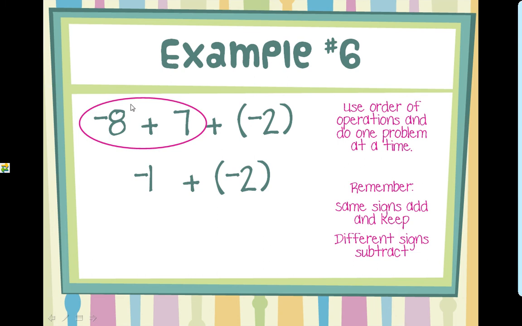So that would be this negative 8 here, because the absolute value of negative 8 is 8. The absolute value of 7 is 7. So this one is bigger, so we're going to take the negative sign down. So the answer to that problem is a negative 1. And as you see here, I've just brought down the plus negative 2. So now we are left with one last problem to do. A negative 1 plus a negative 2, that is the same sign. So we're going to add and keep the negative sign. So 1 plus 2 is 3, and that would be a negative 3. And that's going to be the answer to this whole problem in example 6. I want you to try these on your own.